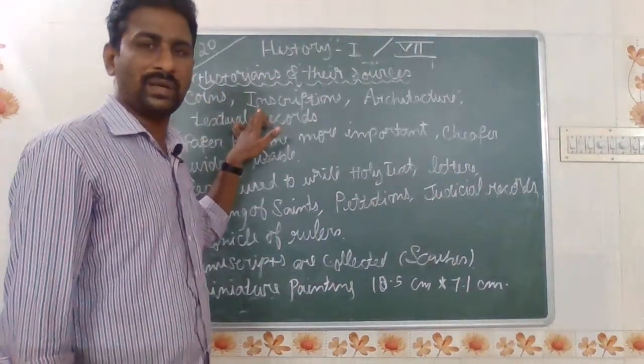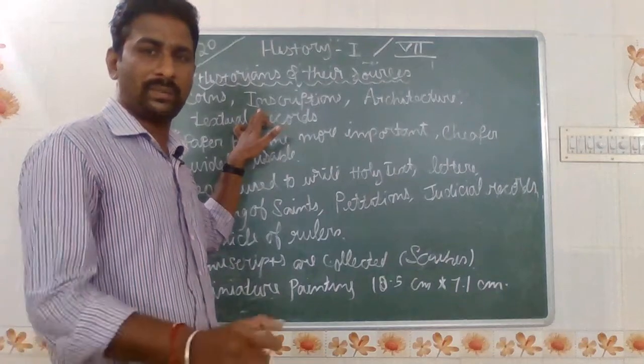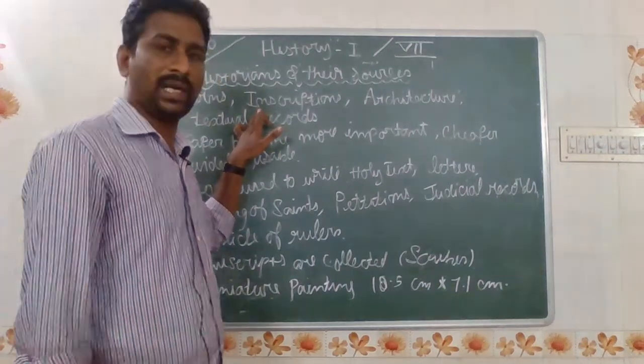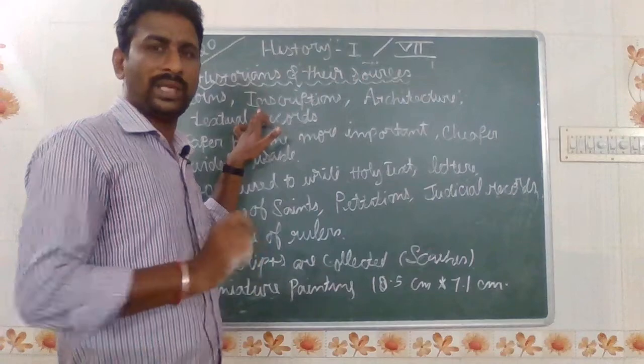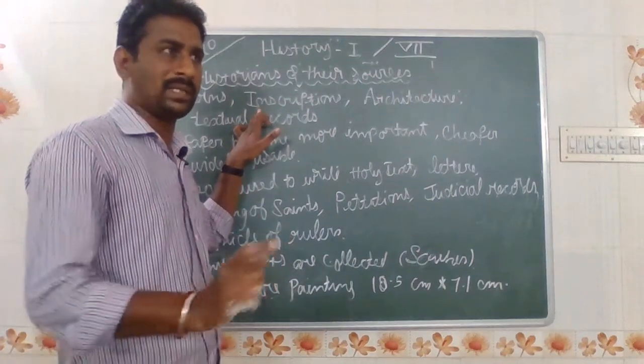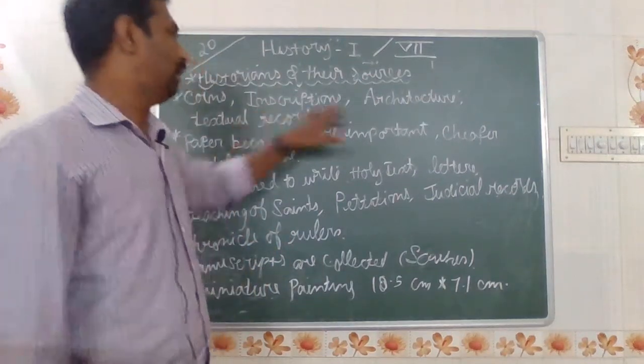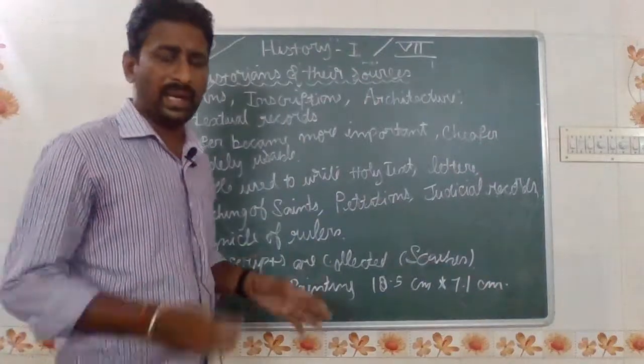Inscription, as we have already said, is called kalvettugal. In temples and in so many places, you would have seen that on a particular rock wall they used to write many details, and those details are called inscriptions. And architecture. Architecture means, in a particular period.